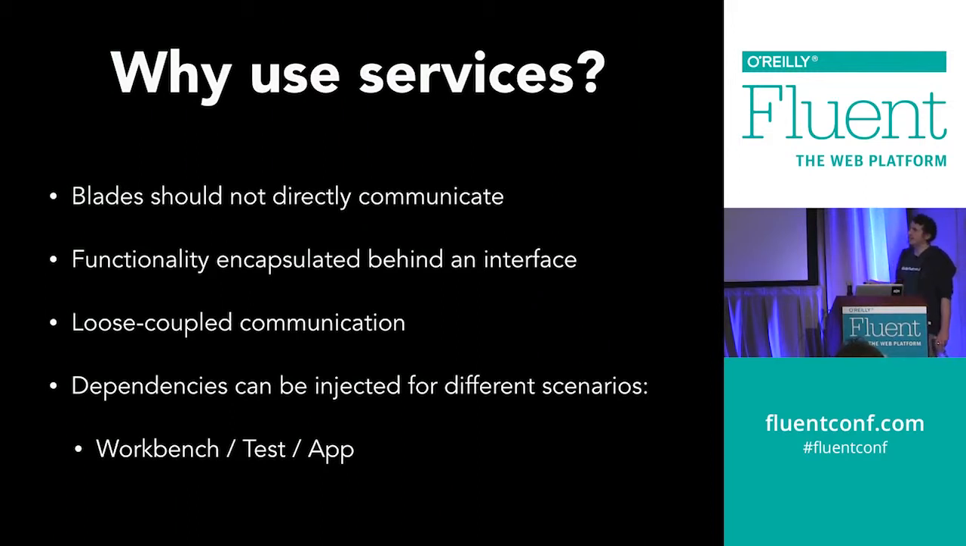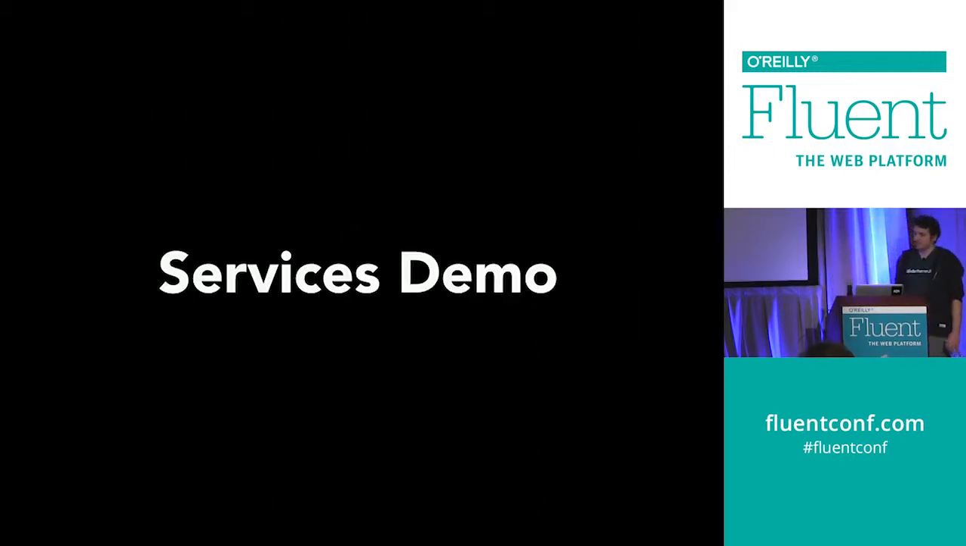And the great thing about that is that in our different scenarios, in our workbench, in our tests, in our app, we can provide different services. So we can have a service that is actually a workbench tool, but is pretending to provide real-time data. That's in our workbench scenario. In tests, then obviously, we can inject mocks and dummies and facilitate our testing. And when we're running the application, we inject the real things. So let's have a look at the services demo. In this demo, we're going to use just an event hub, a really simple way of loosely coupled communication.